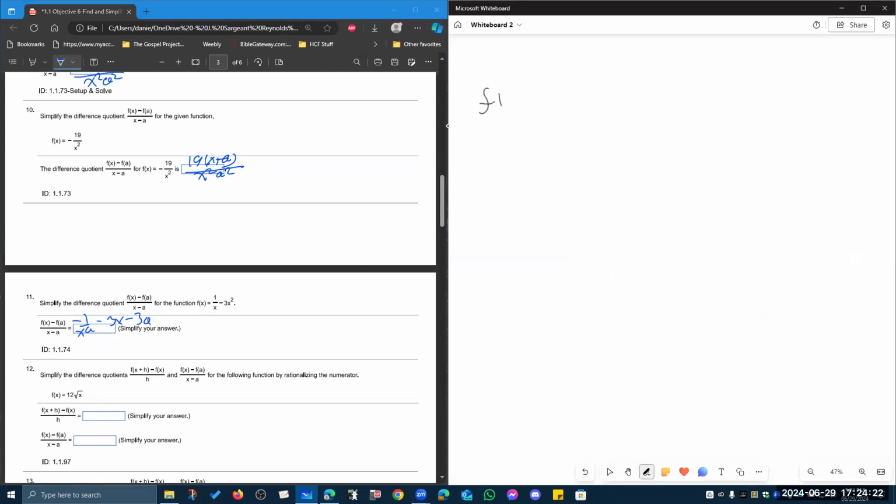f of x is equal to 12 root x. So this is going to be a little different now. We're going to have to use the technique of rationalizing the numerator since this is a radical function. We have to do both techniques now. So let's start with f of x plus h minus f of x over h and get that up on the board and let you write it down. And then we'll clear the board and do it the other way.